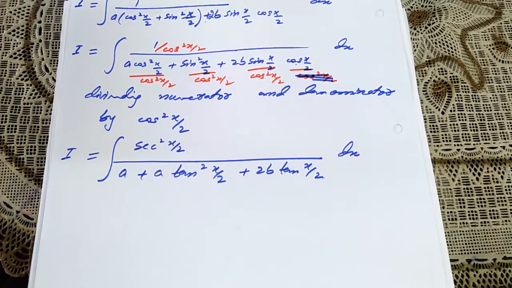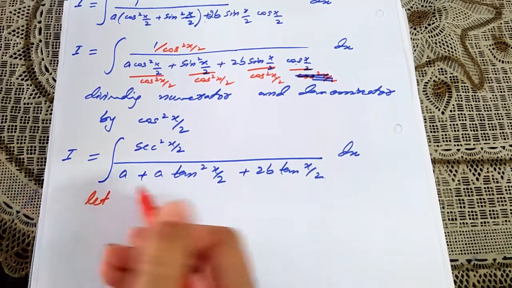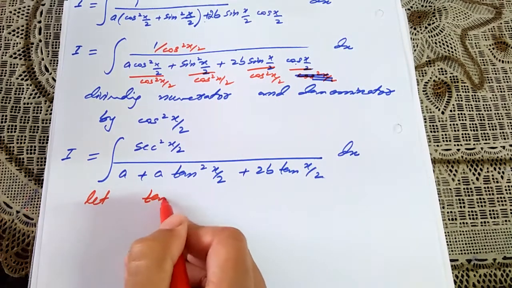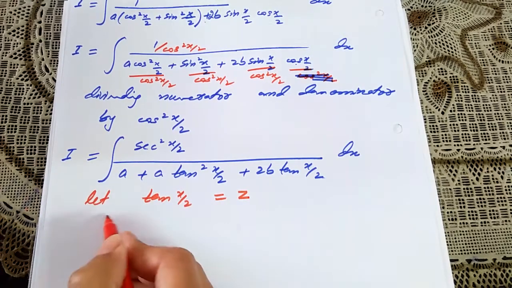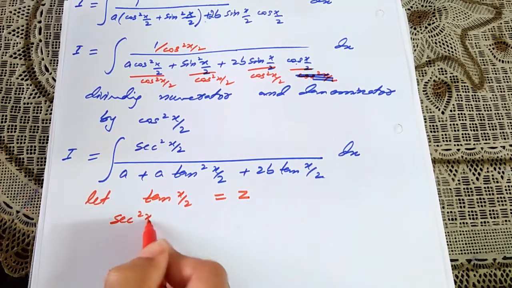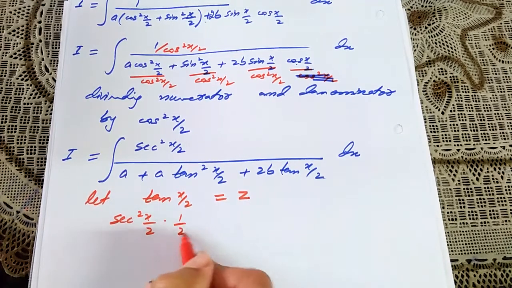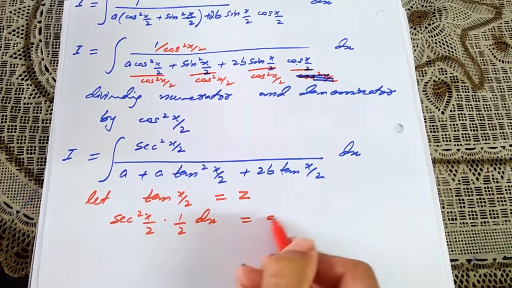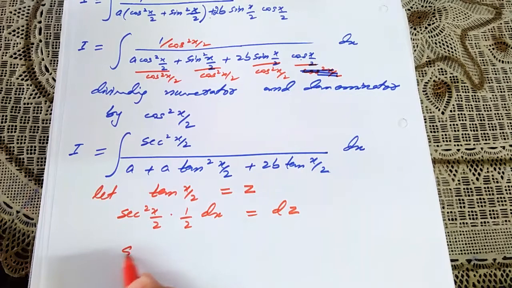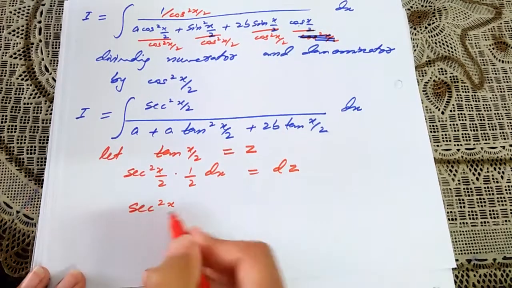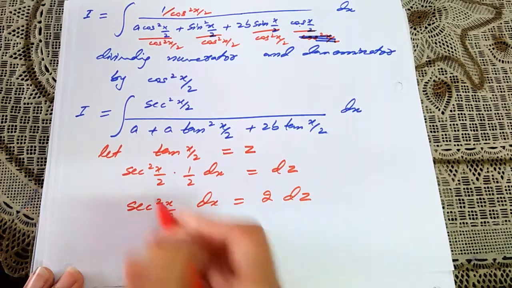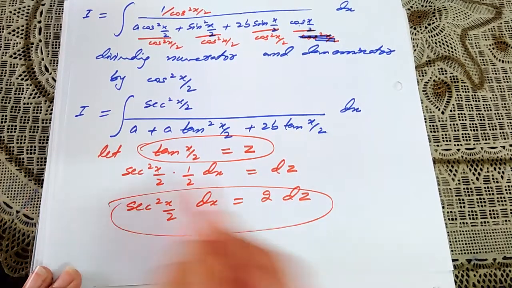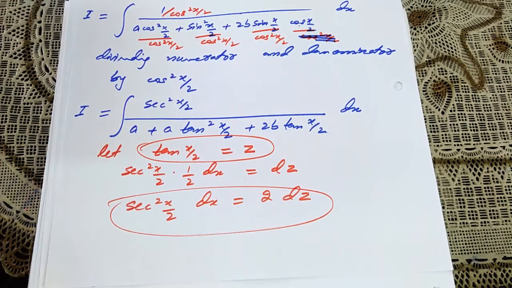For that purpose, I am letting it equal to some other variable. Substitution. Let tangent x by 2 equal z. After derivative, I will get here secant square x by 2 and half dx is equal to dz. So here I will get secant square of x by 2 dx equals 2 dz. So I will use these two substitutions here in this integral I.